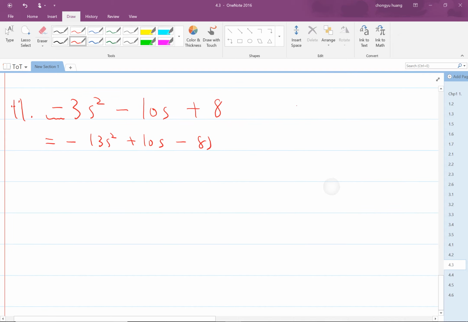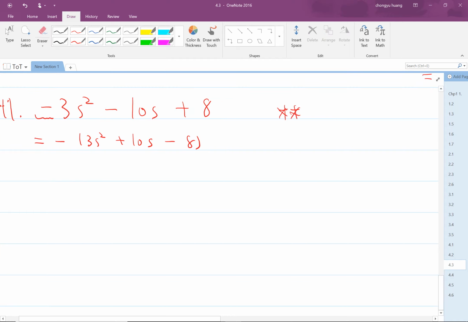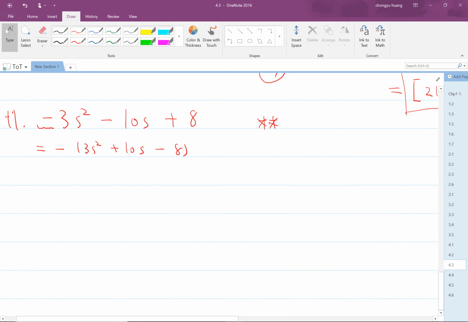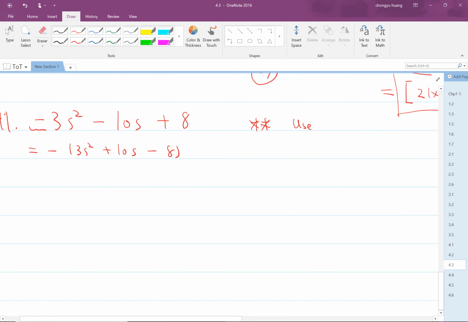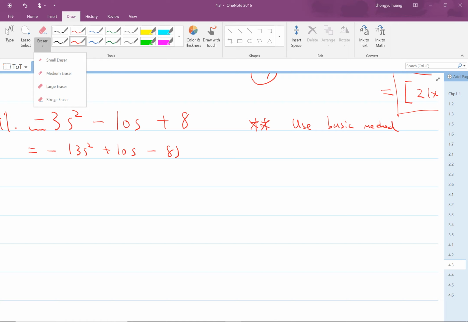Okay, let me remind you over here. It's quite important. We can only use the basic method. You can only factor... Oh, let me rewrite a little bit, I think it's really messy right now. Factoring requirement.